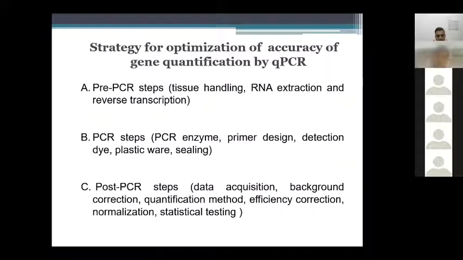In the PCR step, there are PCR enzymes, PCR primer designing, detection dye, plasticware, and sealing, depending on which type of assay or which type of gene expression we want. The post-PCR steps are data acquisition, background correction, quantification method, efficiency correction, normalization with the help of different reference genes, and statistical testing, each and every step. If you are missing or lacking in any step, ultimately it affects your result.